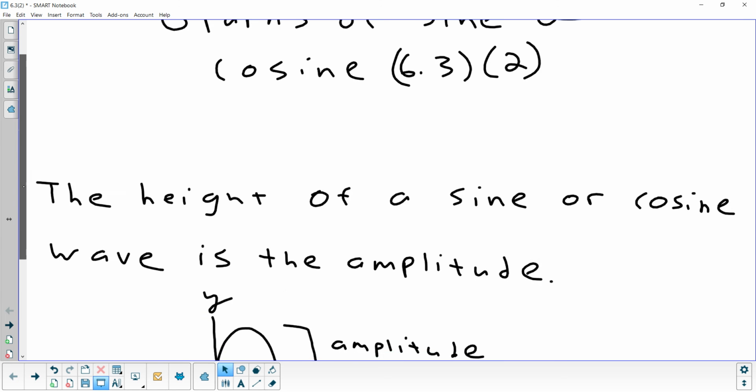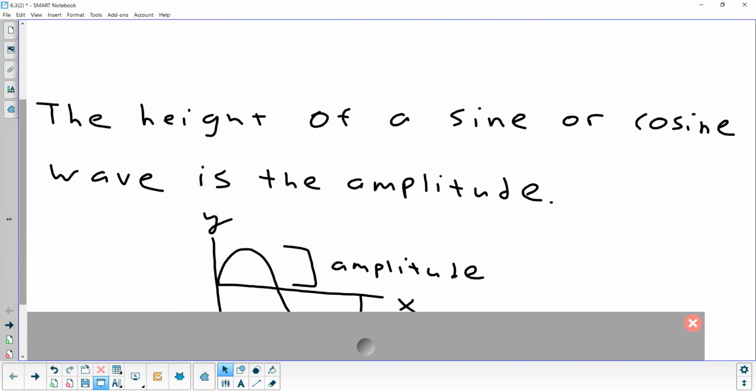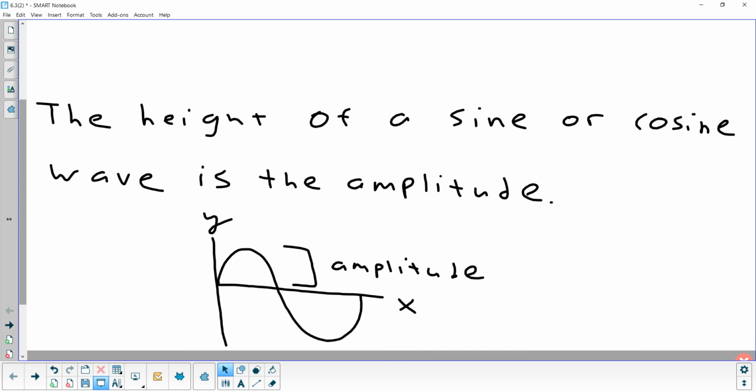So the first thing we're going to look at is what's called the amplitude. Okay, the amplitude of a sine or a cosine wave basically measures the height of the wave. So if you imagine a horizontal line going right through the middle, the distance from that horizontal line to the peak is the amplitude. It should also be the same as the distance from the horizontal line to the minimum. Okay, those should be the same.